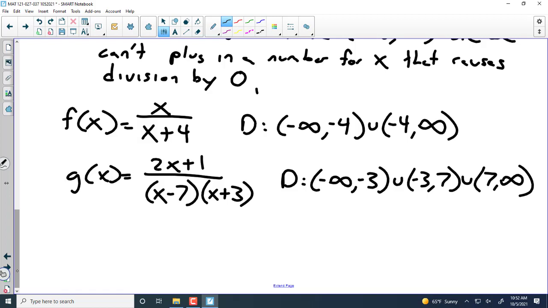Because interval notation, you're looking at the number line as you go from all the way to negative infinity, and you have to jump over the numbers as you go left to right. So it does make a difference. If you were just to write x doesn't equal, those could be written in either order, but interval notation must be in order.